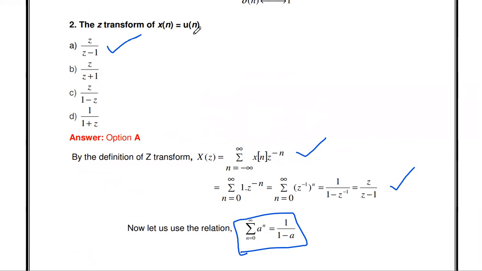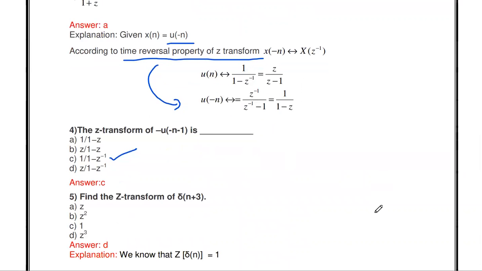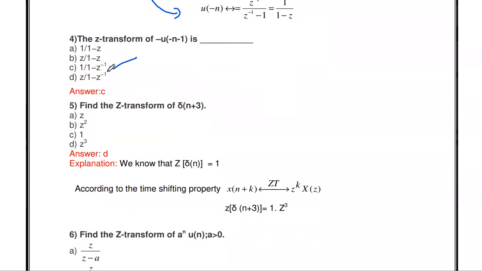Similar to u of n, the u of minus n minus 1 also has the same answer, 1 by 1 minus z inverse, that is z by z minus 1. So the answer for minus u of minus n minus 1 is 1 by 1 minus z inverse, or z by z minus 1. But the ROC for u of n and u of minus n minus 1 is different. The ROC is different, but the Z transform answer for these two problems remains the same.